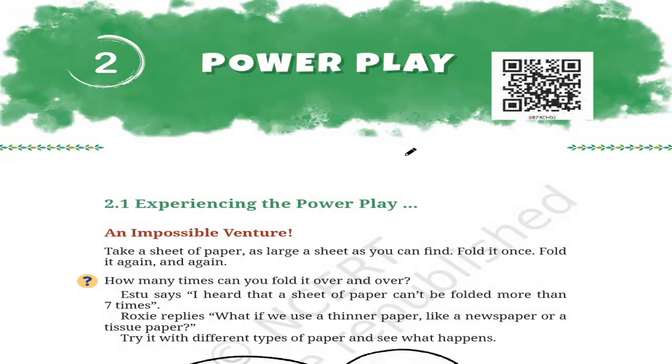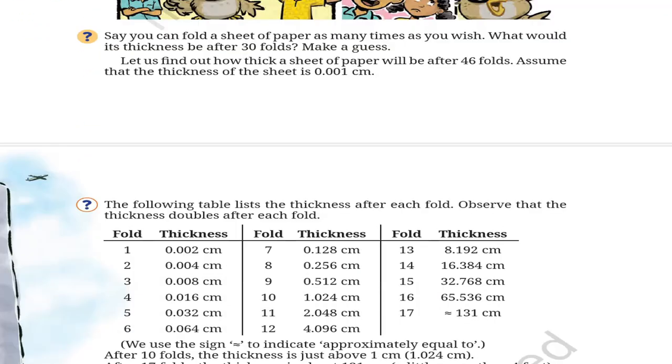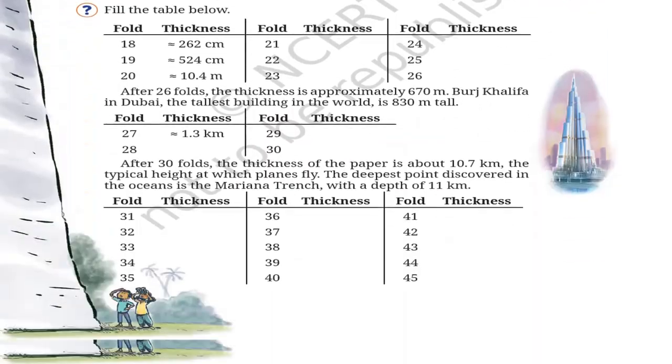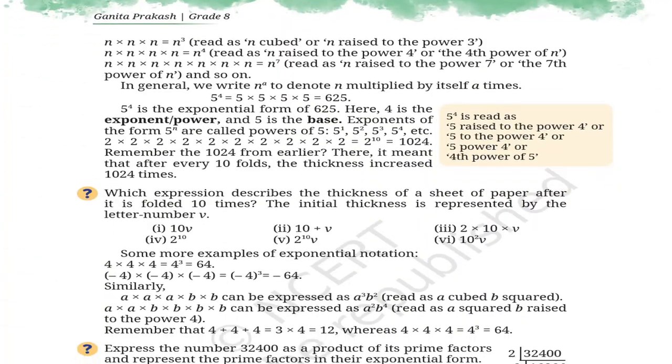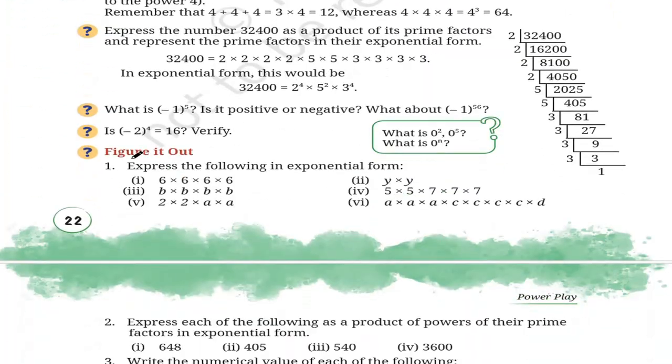Now this chapter is the same as the exponents and powers chapter of the previous NCERT book which we were following. So in this Power Play chapter I will be doing the questions given on page number 22. Okay. So if you see here on page 22, we have certain questions given in the Figure it out section. So the first question is, express the following in exponential form.